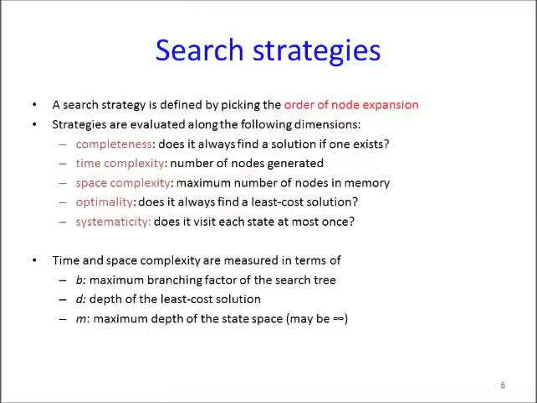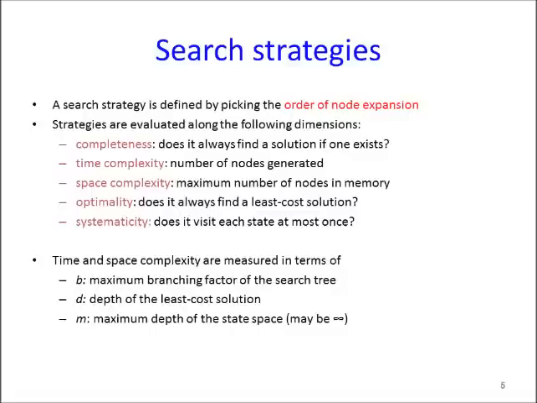So we started discussing various search strategies. The first question was, how would we evaluate the search strategies? And these are the criteria. Completeness: does it always find a solution when there exists one? Time complexity, space complexity, optimality, systematicity. Systematicity is, does it visit each state only once or does it visit a state more than once?